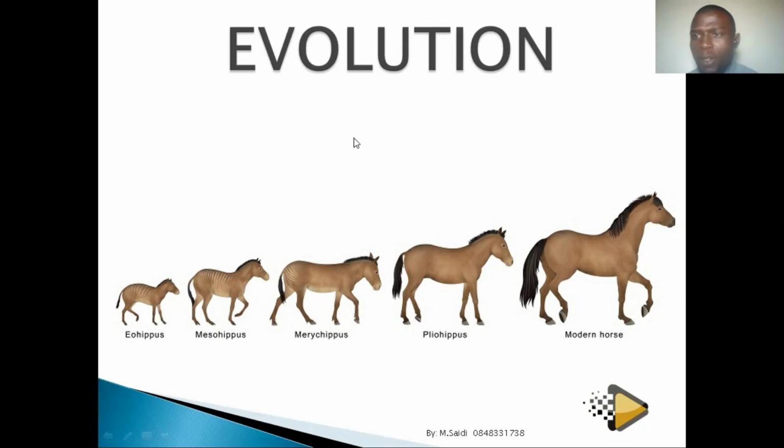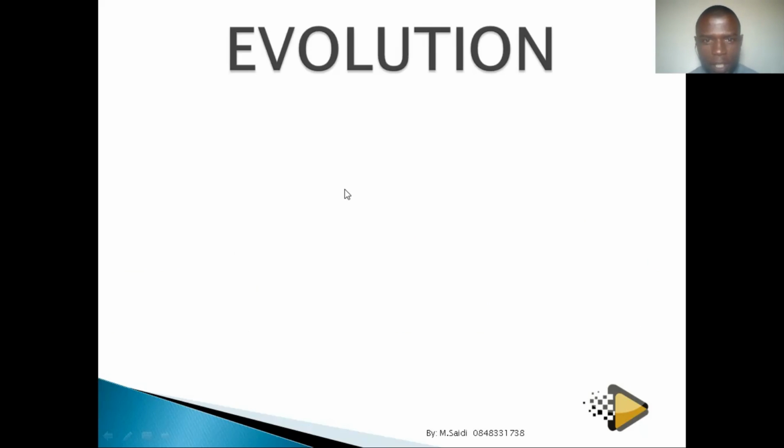Basically, evolution is a change in the complexity of an organism. You start as a simple organism and become a complex organism. So let's look at evolution in detail.